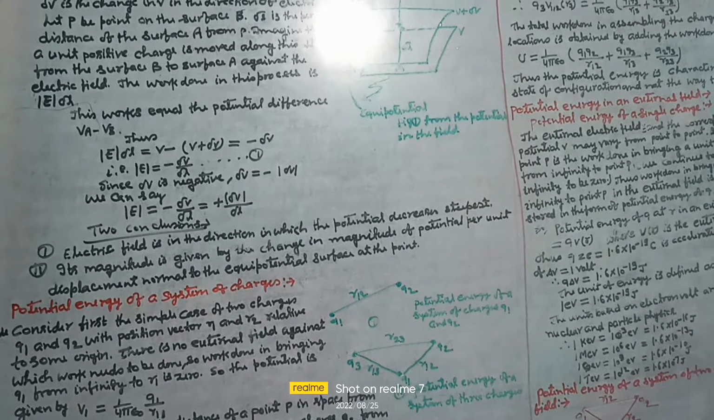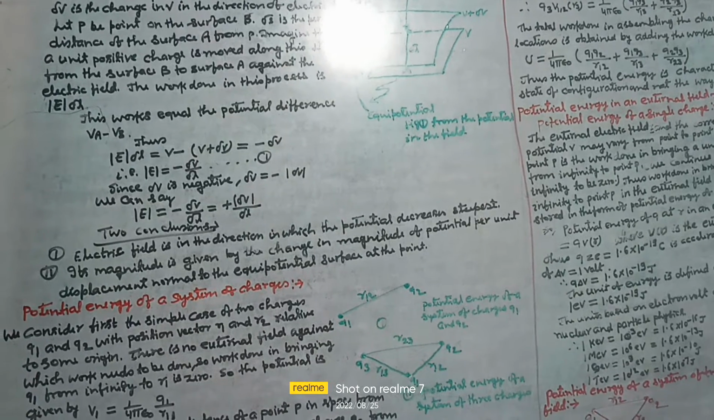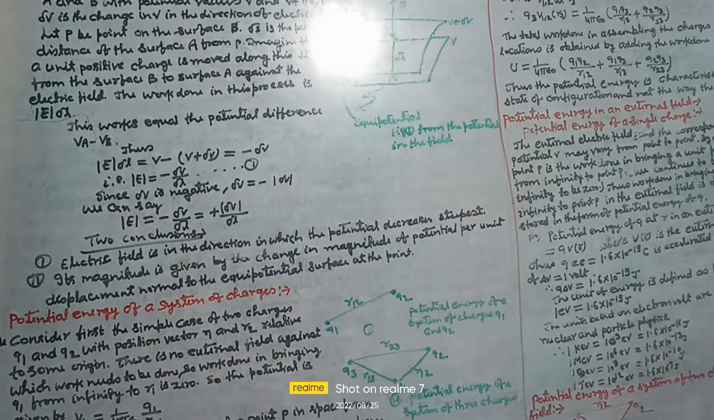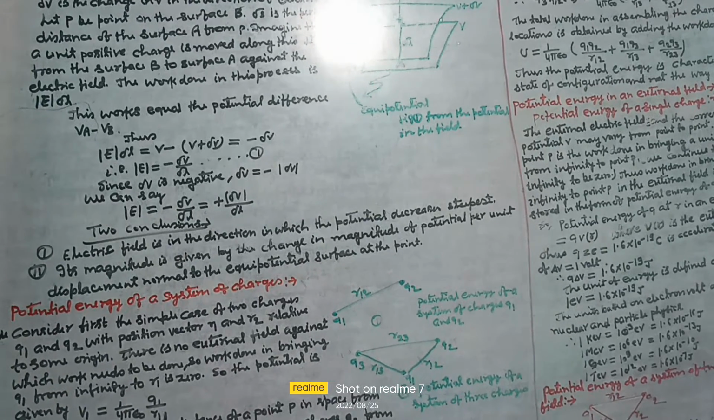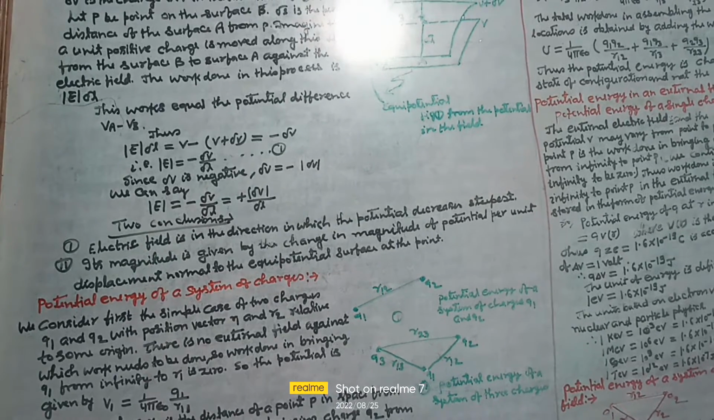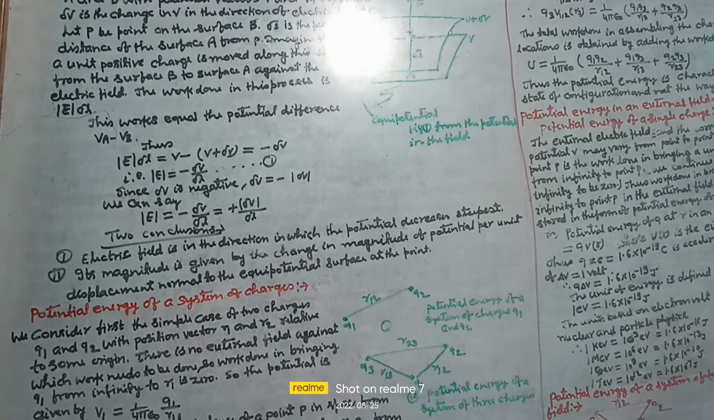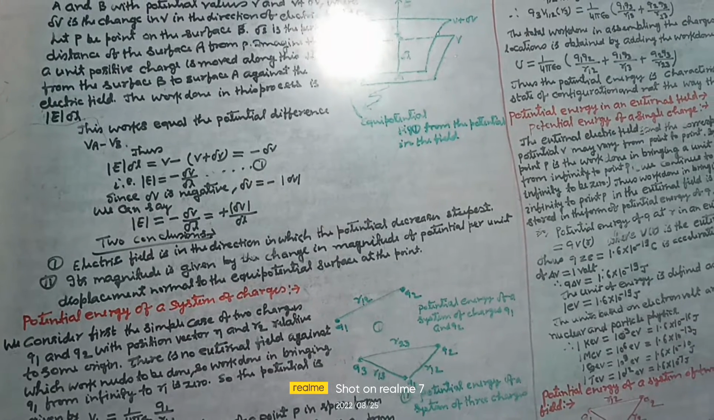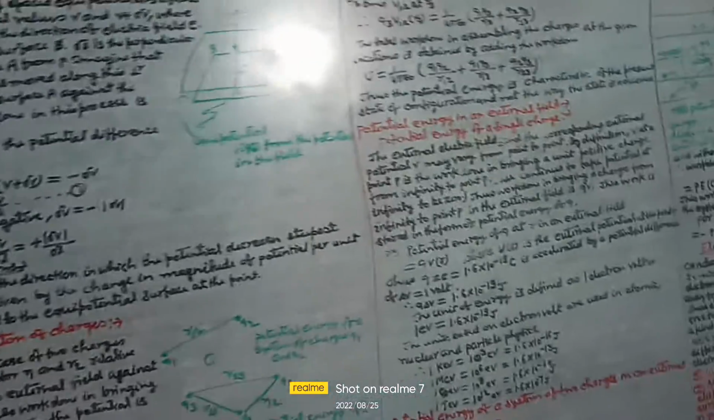Work done on Q2 equals 1 over 4 pi epsilon naught Q1 Q2 over R12. Thus the potential energy of a system of two charges Q1 and Q2 is U equals 1 over 4 pi epsilon naught Q1 Q2 over R12, and Q2 V1 equals 1 over 4 pi epsilon naught Q1 Q2 over R12. Thus V12 equals 1 over 4 pi epsilon naught, Q1 over R1 plus Q2 over R2.